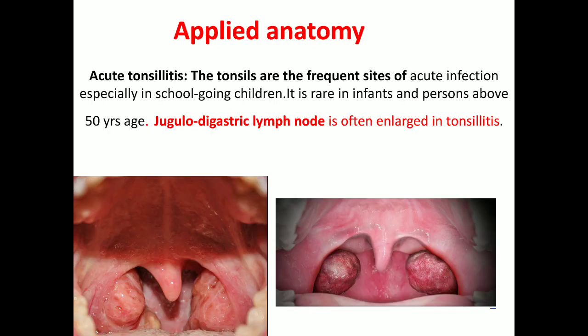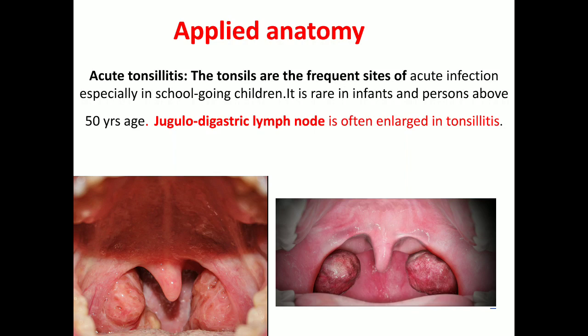Now we come to the applied anatomy of the tonsil. Inflammation of the tonsil or infection of the tonsil is called tonsillitis. It may be acute or chronic, and this tonsillitis mainly occurs in school going children. Why is it so? Because lymphoid tissue is maximally developed in this age group.